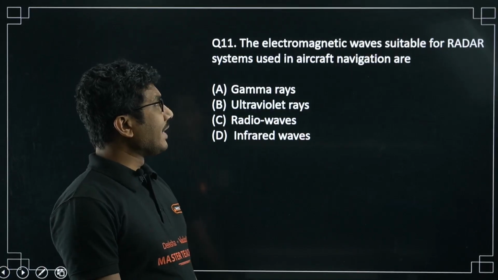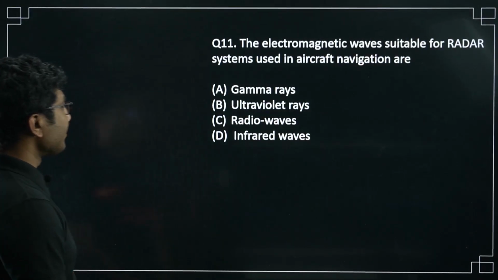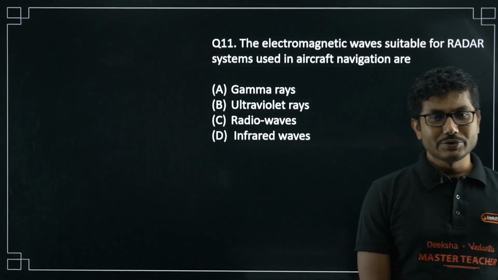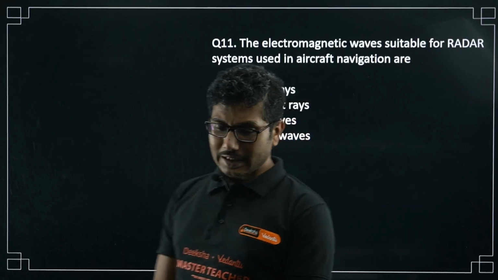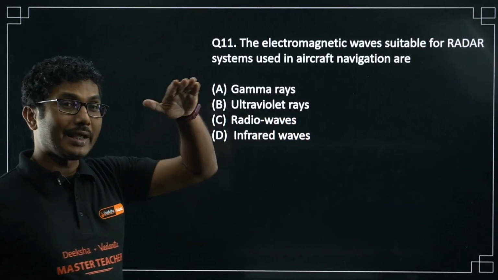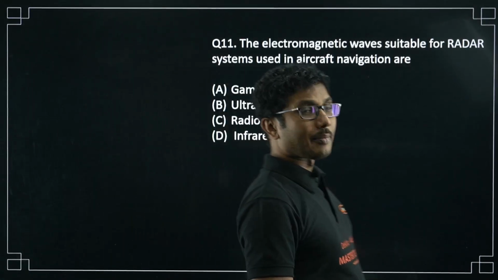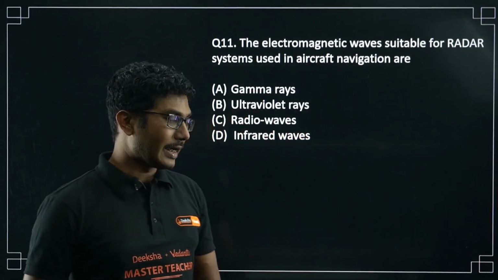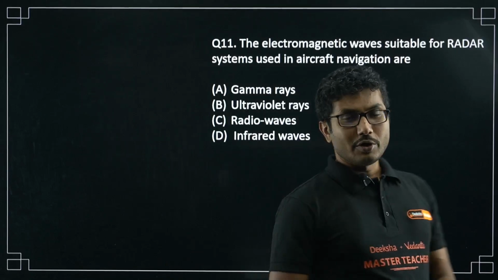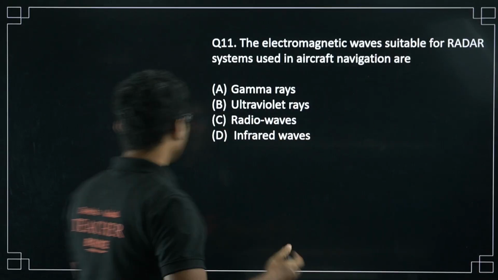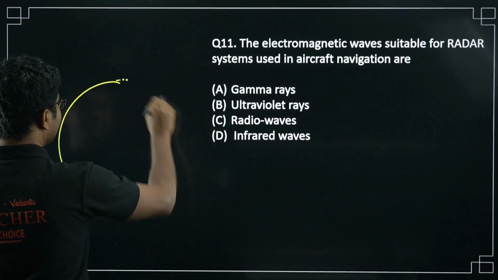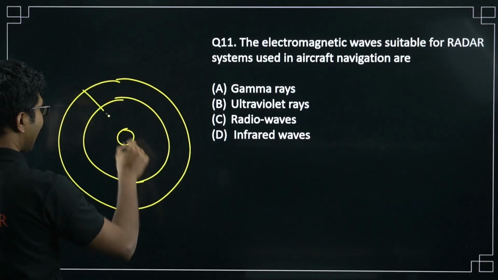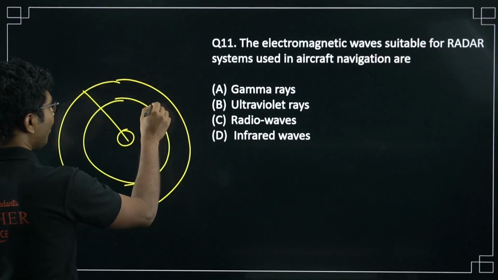The electromagnetic waves suitable for radar systems used in aircraft navigation are? So what wavelength do we use in the radar system? Radar is used where, suppose a plane is flying at some height and you want to determine how high the flight is or what its exact location is. That is called radar. You may have seen in movies, they show a circular system with a line rotating, and suddenly a blue dot appears.